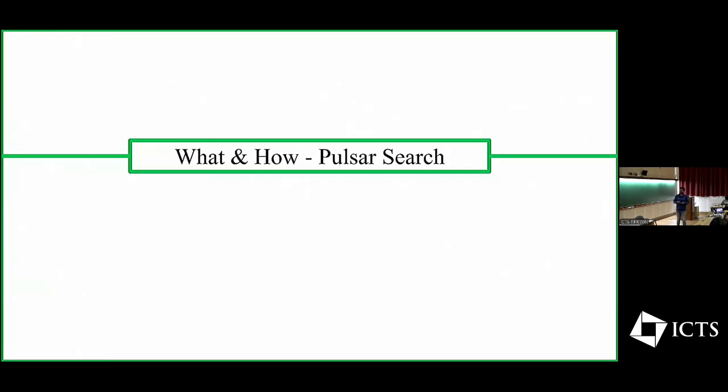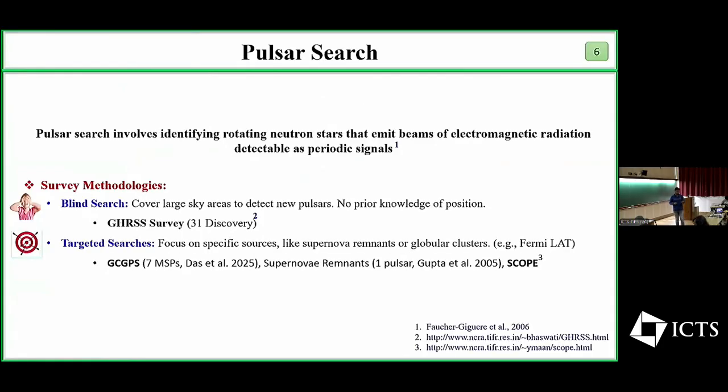Then what and how are we doing the pulsar search? As I told, pulsars are rotating neutron stars that emit electromagnetic radiation. So we have to identify this rotating neutron star signal through our telescope. There are two types of search, blind search and targeted search. In a blind search, you don't have any idea about the target. You just point your telescope toward the sky, observe the data, and search for pulsars.